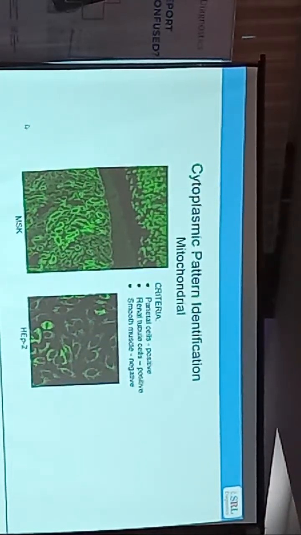This is the mitochondrial pattern. Here you can see the SMA muscle is negative. Upper part, parietal cells of the stomach is positive. Lower down, renal tubules are positive. So the inside nucleus is negative. Outside cytoplasm is positive.